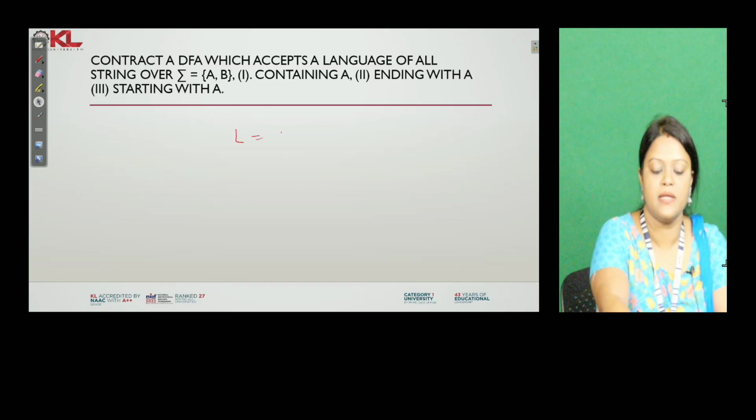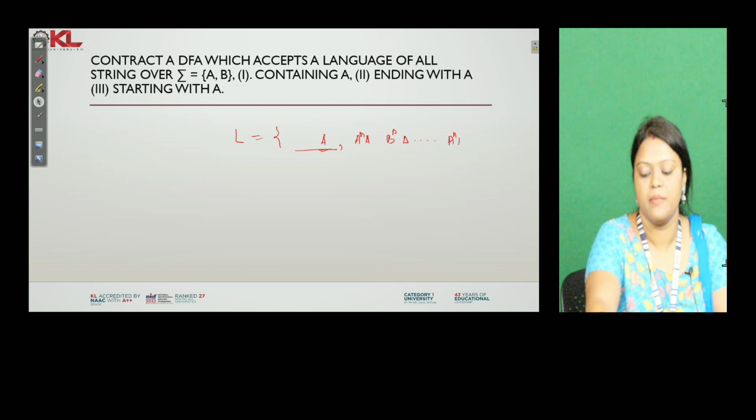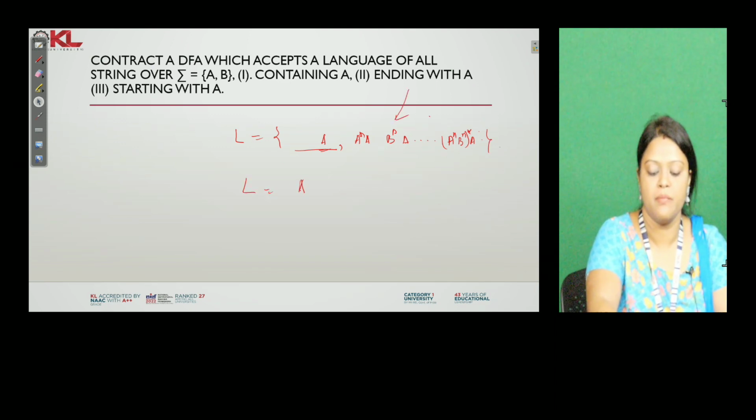If we design an ending with A, then there will be at least one A at the end, that can have multiple A and A, it can have multiple B and A, and so on. It can have multiple A, multiple B, and so on. So this kind of language is for ending with A. Now if it is starting with A, then A must be there and then anything can follow.